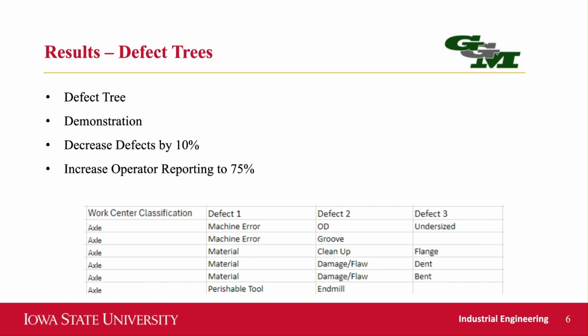For the defect trees, we used the data that GGM supplied us, and then based off the work center classification, we were able to have the operator select the main defect, or whatever it is that they found, and then the defects that came after that is what would lead to the main causal. These defect trees will work together with the Excel tool to help GGM find all their main causals and decrease their defects by 10% annually.